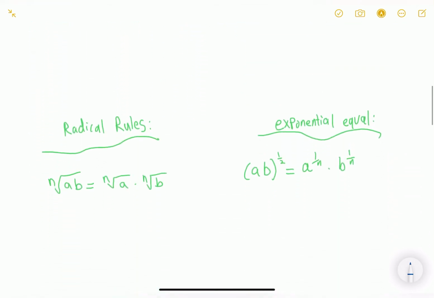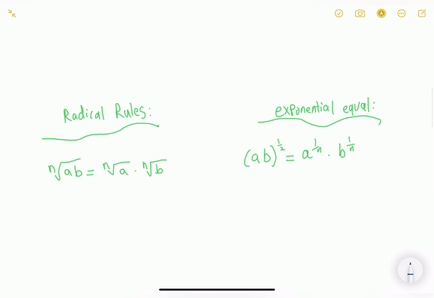So let's move on to the radical rules. Rule number 1 is that the nth root of a times b is the same thing as the nth root of a multiplied by the nth root of b. Now let me show you that through an example to further portray it. So let's say n is 3, a is 2, and b is 3. So let's plug it in.